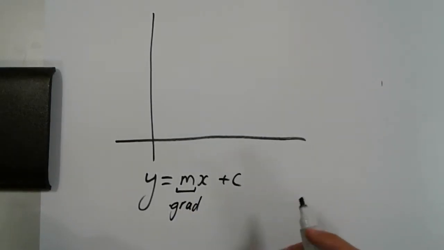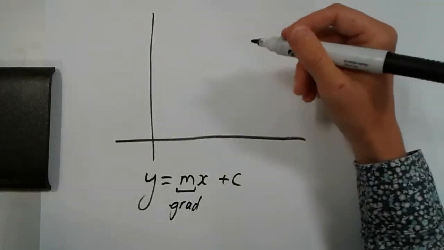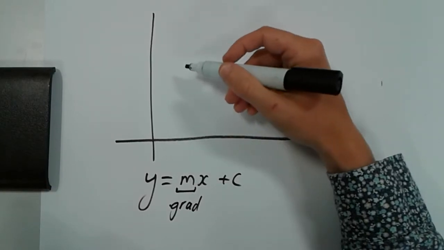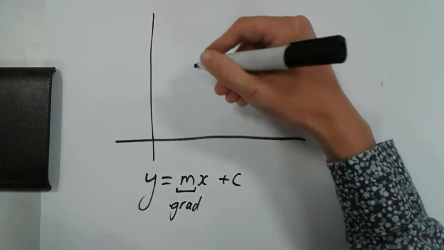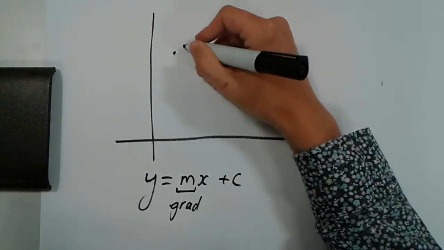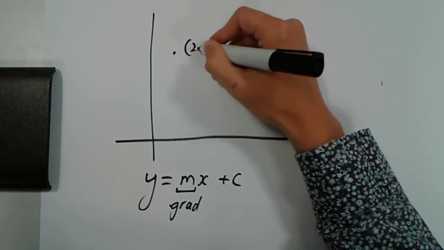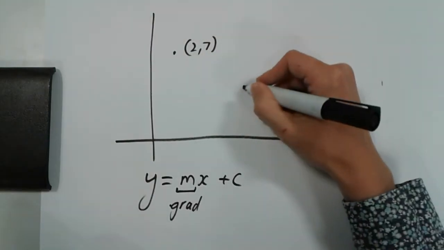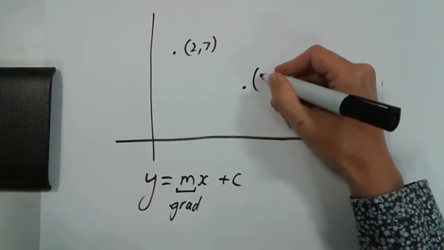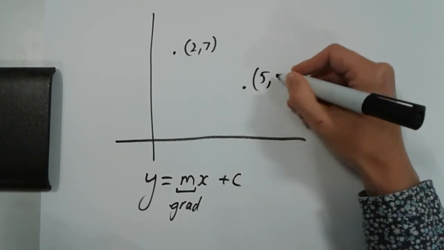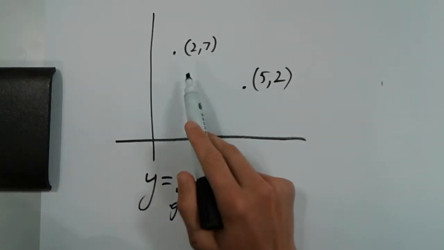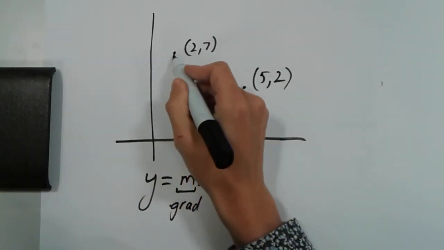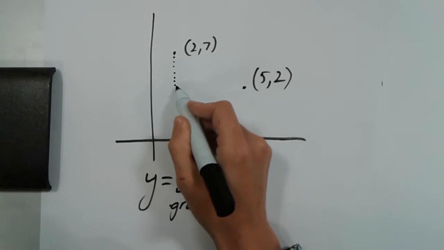Okay, so now let's have a look at how we're going to actually calculate the gradient of a line. Generally speaking, the gradient is how much do we go up for every one step across. So for example, if we're given 2 points, let's say (2, 7), and let's have this one over here as (5, 2), then if we want to have a look at the gradient of this, you may have heard it described as rise over run.